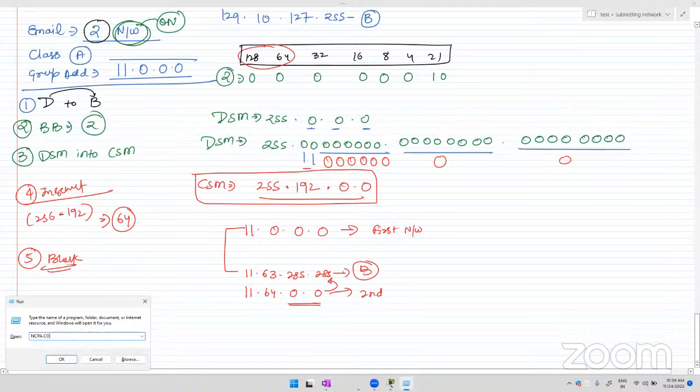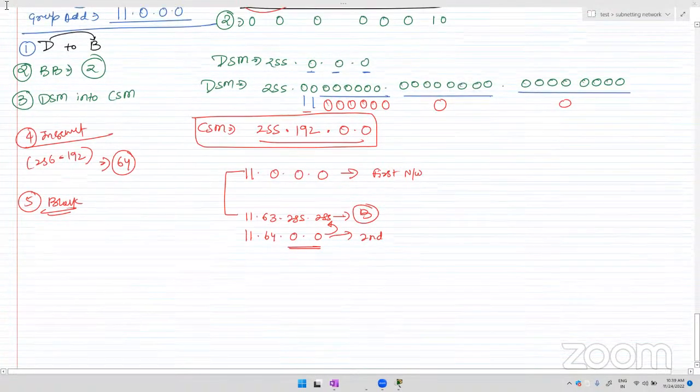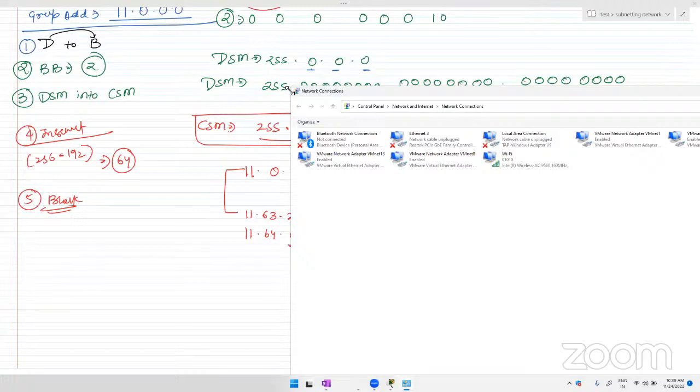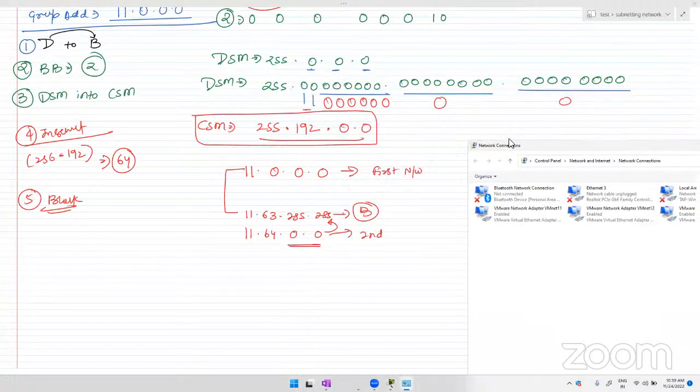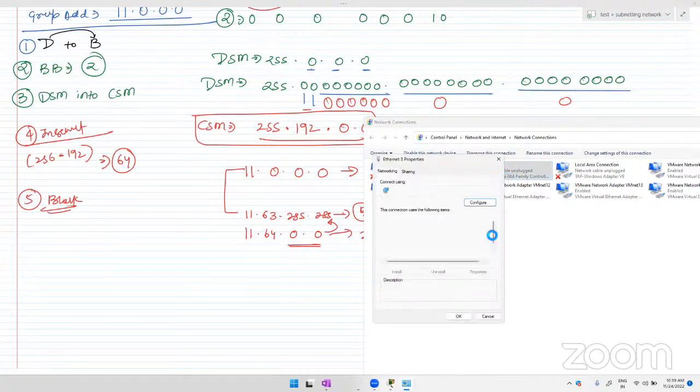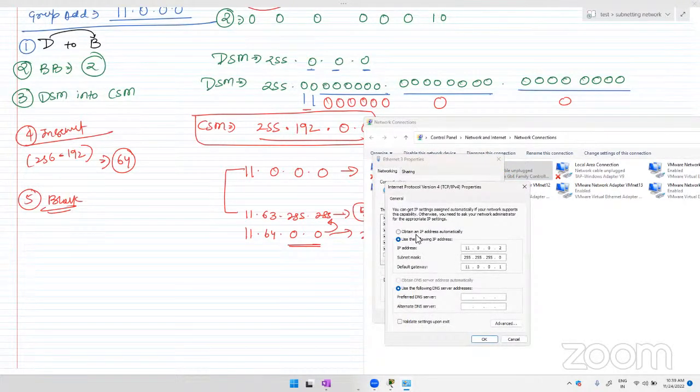Go to network control settings. Go to your network adapter. Only the virtual one. No need to assign an IP on the Wi-Fi adapter. Last time a student in the live session put a Wi-Fi adapter IP, so the internet connection can be lost. Okay, so I'm using the disabled adapter. This one is not connected right now, so enable this one first. Go to IPv4 properties. Right now verify. My network address is 11.0.0.0 and my subnet mask is 255.192.0.0. This one is the network.